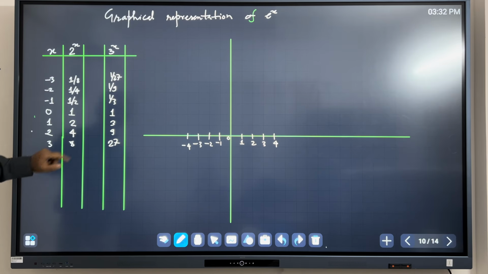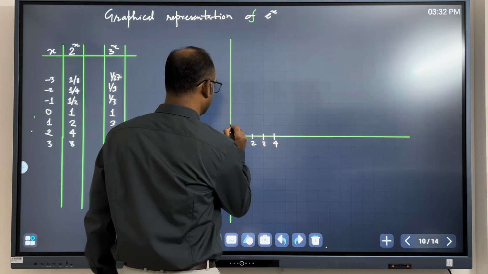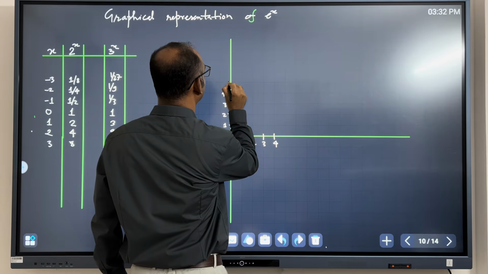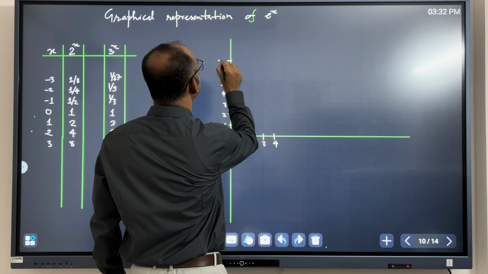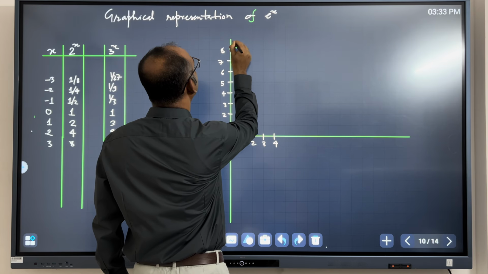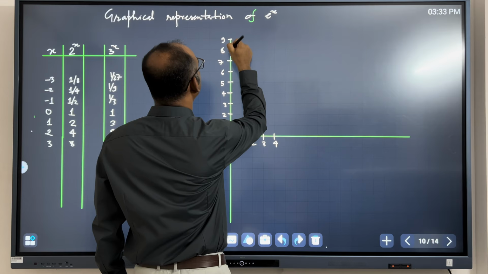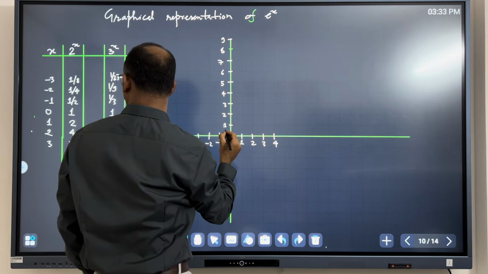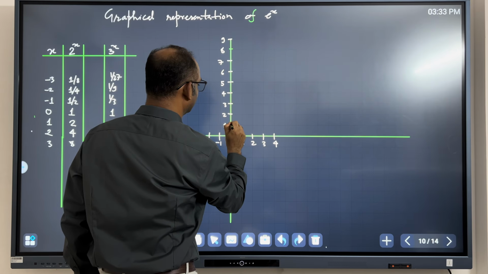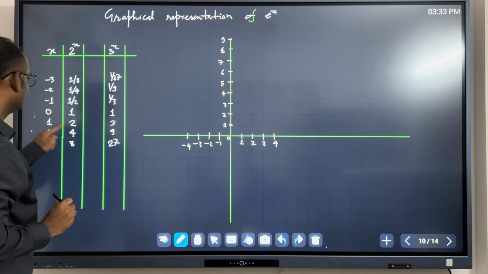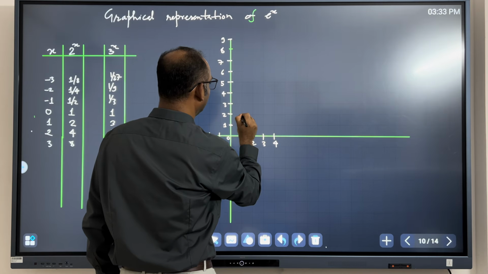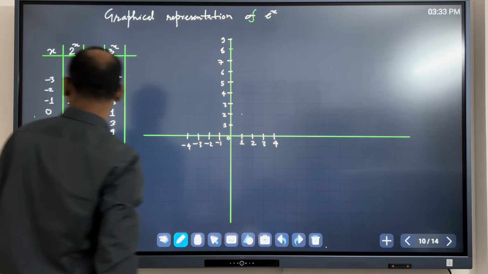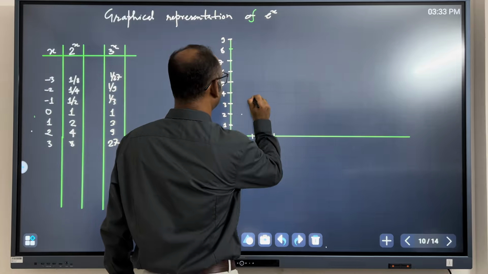2 to the x, 2 raised to the power x. So first I should mark here also 1, 2, 3, 4, 5. Okay, and it goes up. So at x equal to 0, 2 to the power x is 1. So I have a point here. Then at x equal to 1, you have 2. At x equal to 2, you have 4. So at 2, you are here.